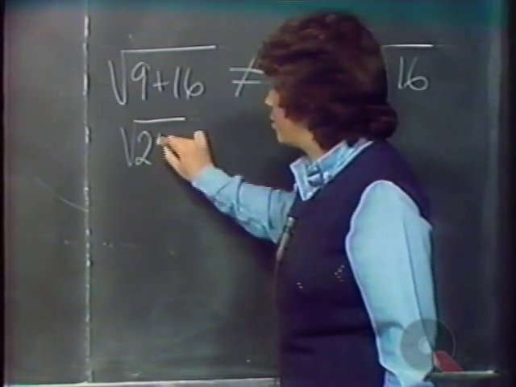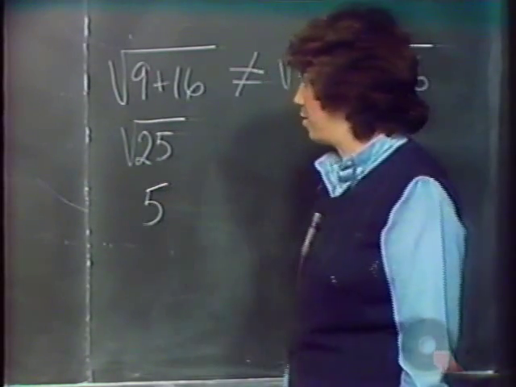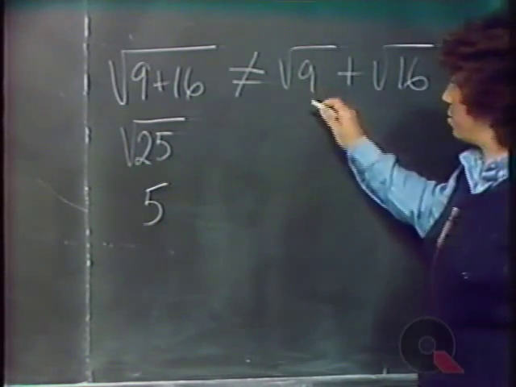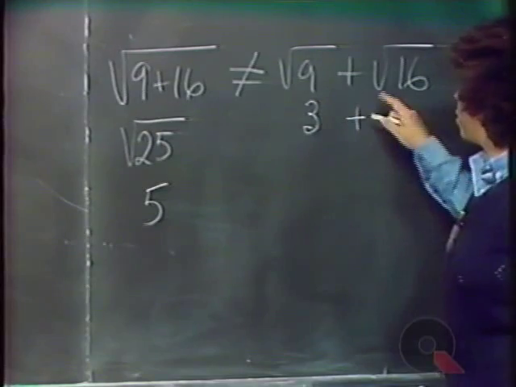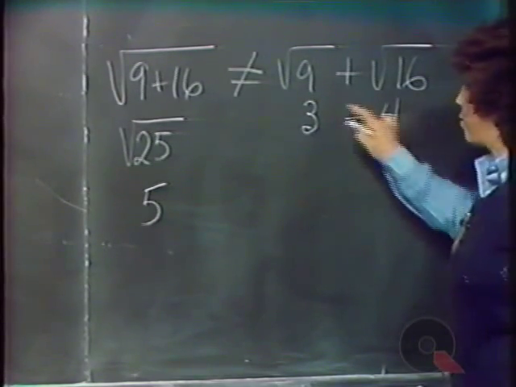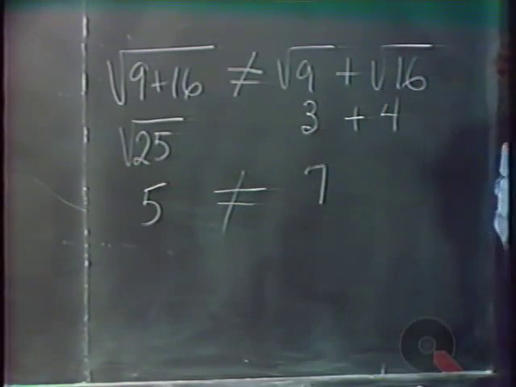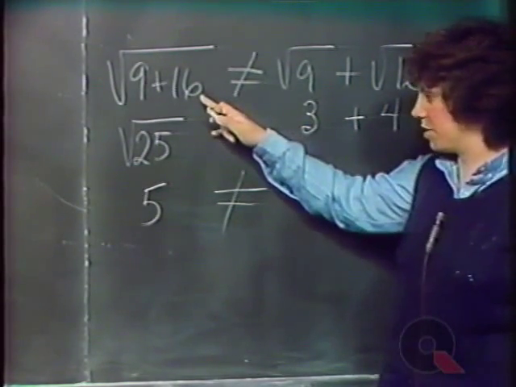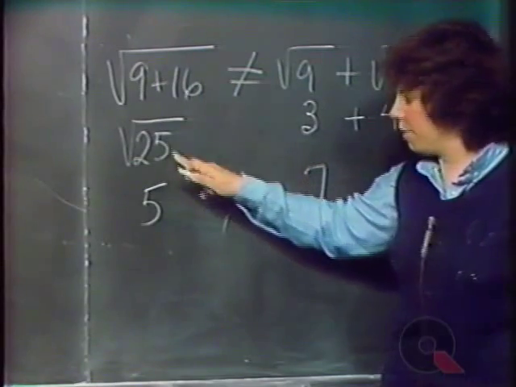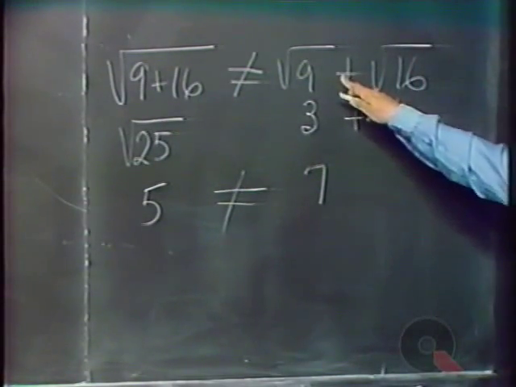The square root of 25 is 5. The square root of 9 we know is 3. The square root of 16 is 4. 3 plus 4 is 7, and 5 is simply not equal to 7. So it does not work out. If you have to work with the square root of 9 plus 16, you add them together first, and then you take the square root. You cannot break it up.